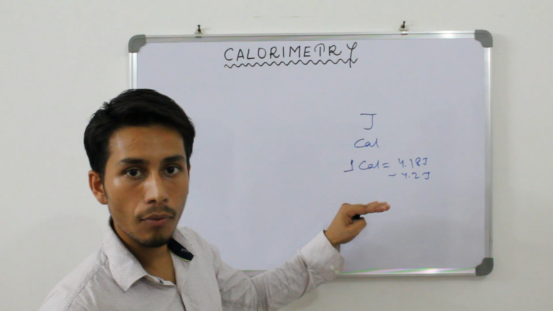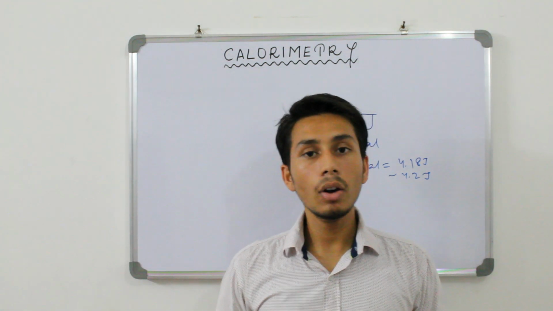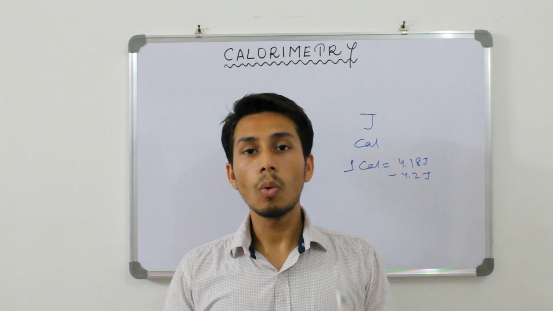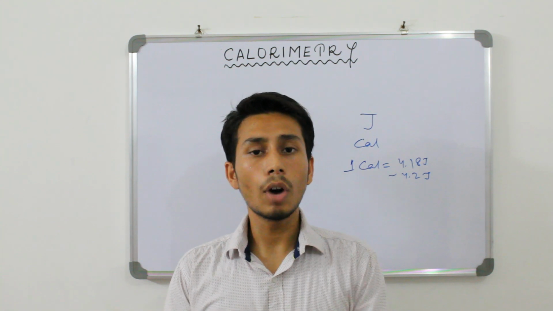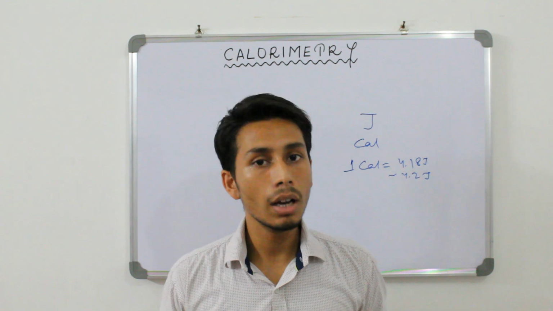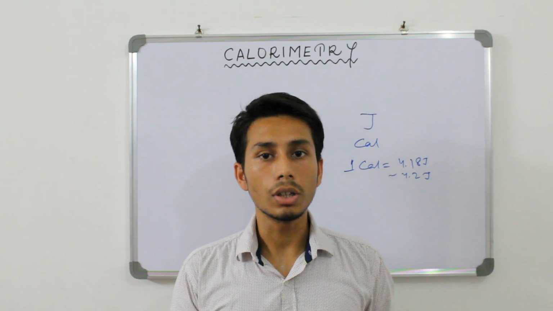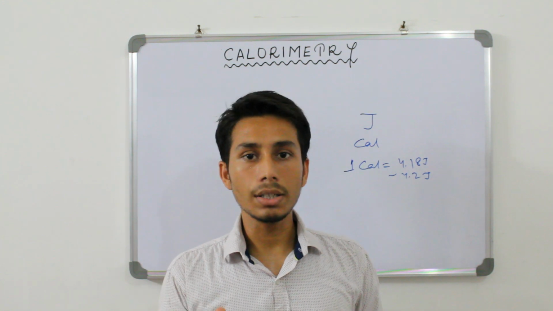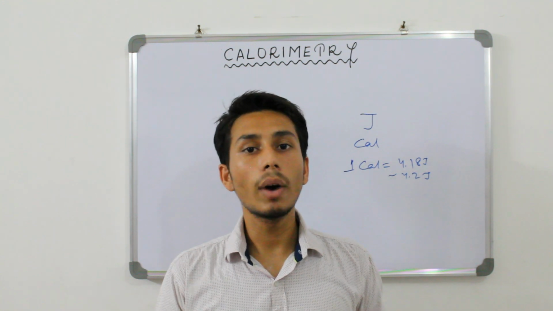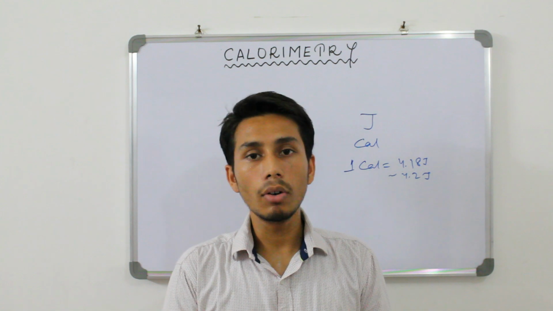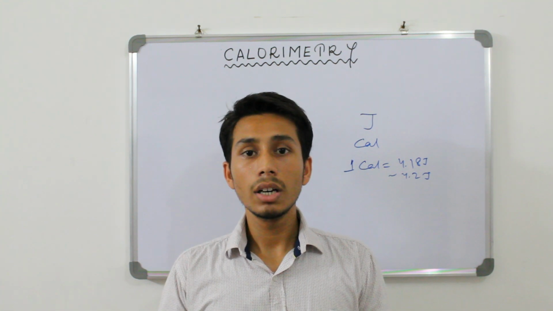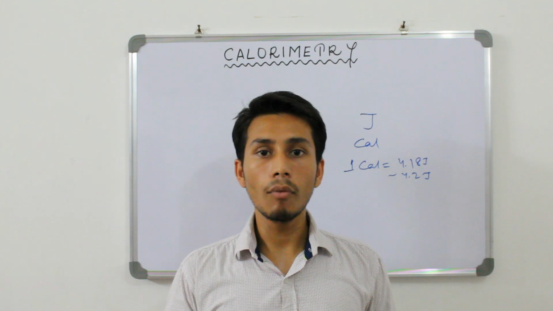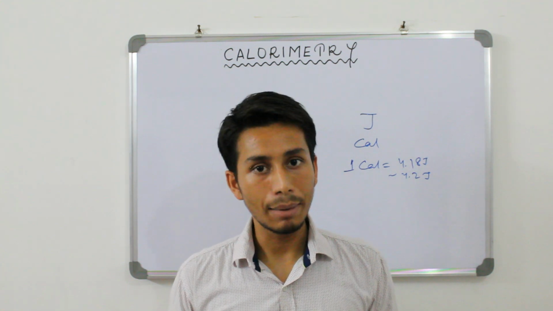Now, there is a definition of 1 calorie. What is it? 1 calorie is defined as the amount of heat energy required to raise 1 gram of water from 14.5 degrees centigrade to 15.5 degrees centigrade. Note the temperature, right? Now, if you have to define 1 kilocalorie, that mass 1 gram will be changed to 1 kilogram. That is, 1 kilocalorie will be the amount of heat energy required to raise the temperature of 1 kilogram of water from 14.5 to 15.5 degrees centigrade.